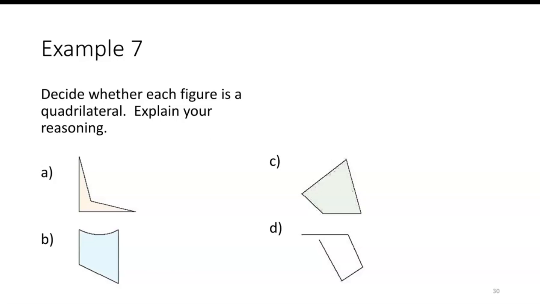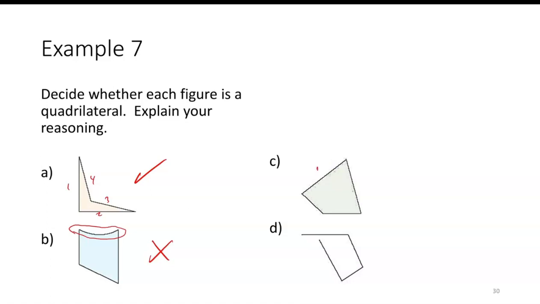All right, so which of these are quadrilaterals? Well, part A, if you count, there are 1, 2, 3, 4 sides. So part A is a quadrilateral. Part B has a curved side right at the top. That is not a quadrilateral. Quadrilaterals are made of four straight sides. That's only 3 straight sides and 1 curved side.